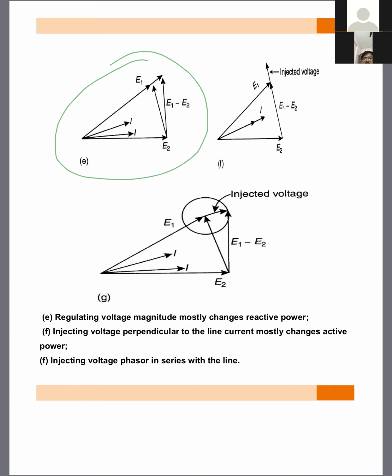In the second case, we are injecting a voltage which is perpendicular to this current. In this case, mostly the real power varies, and here the reactive power will change. That means we are injecting the voltage in quadrature with this difference in the voltage, which is perpendicular to the current. So in this, mostly real power will change.